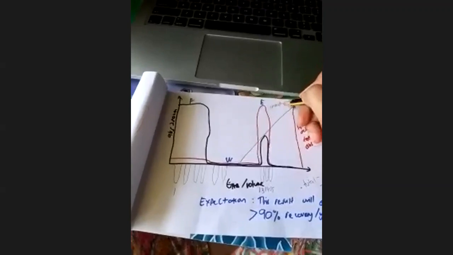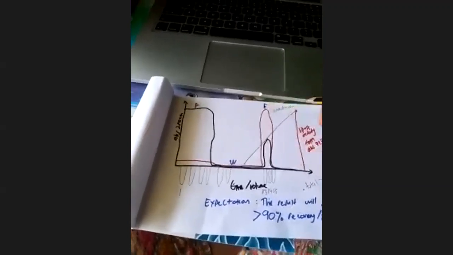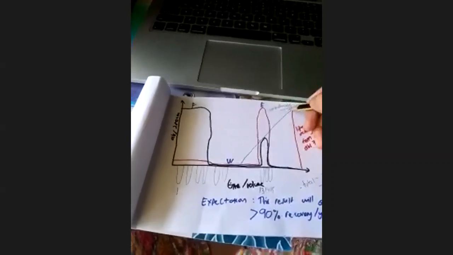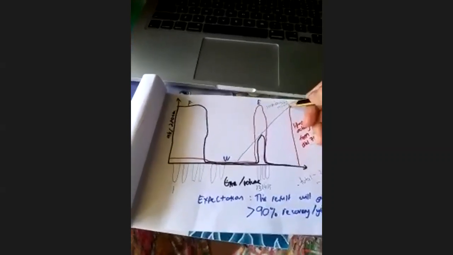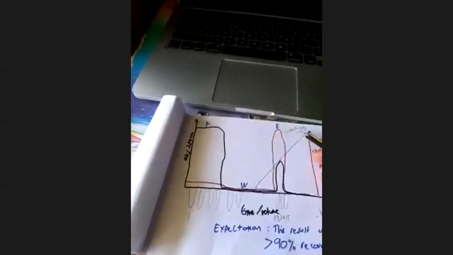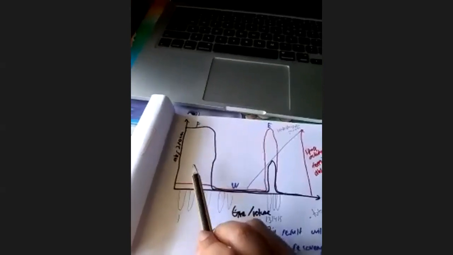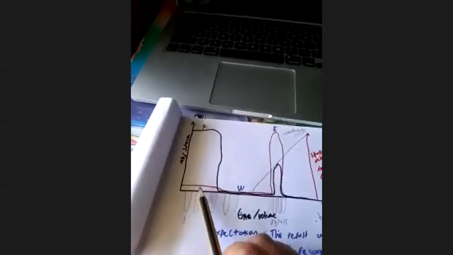Imidazole, and then we elute with 500 millimolar. 500 millimolar basically is the highest. The 500 millimolar basically will flush everything trapped in the resin. Everything in the resin will be flushed out with this concentration.